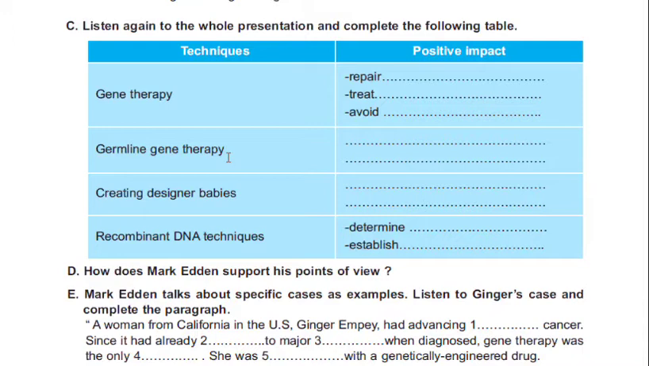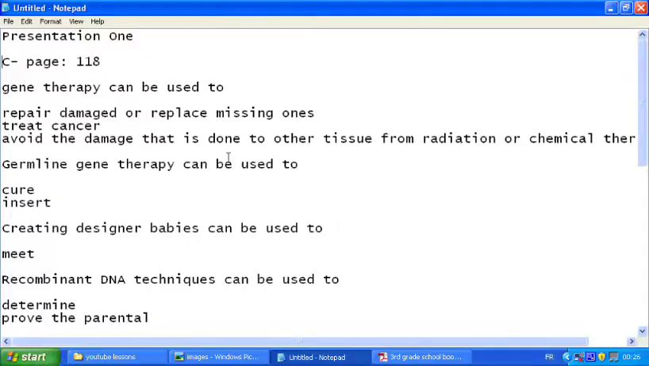This could be used to cure genetic disorders. If we know that someone is going to pass on some genetic disorders to his children, we can insert genes and artificial chromosomes into the embryos to stop that from happening. So this could be used to cure genetic disorders.